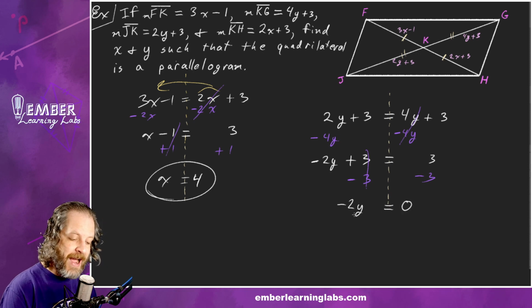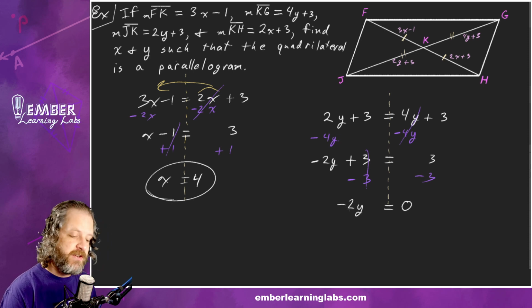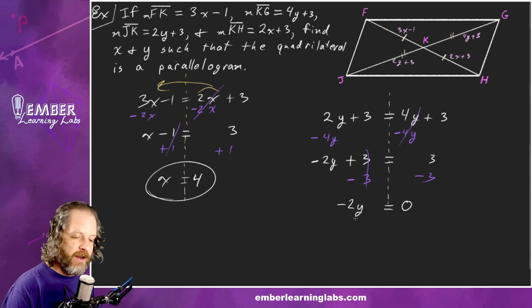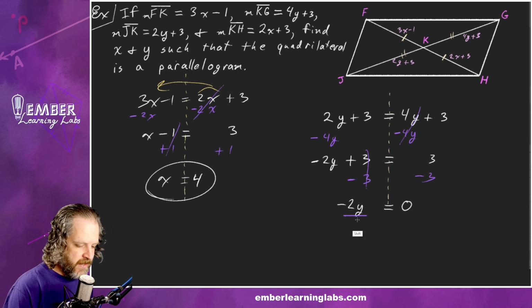So this -2, how is it attached to the y? If the number is right next to a variable, that's multiplication. Number next to variable, multiplication, right? And so how do we get rid of multiplication? We divide. So we're going to divide -2 on both sides.